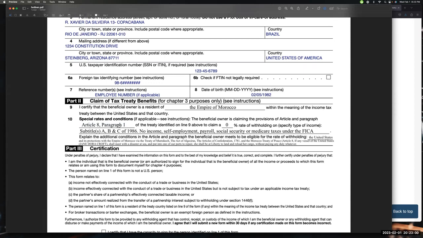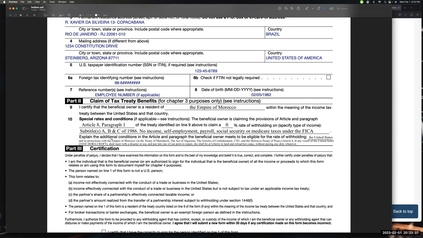Article 8, paragraph 1. There's only one paragraph in Article 8 of the treaty identified on the line above to claim a 0% rate of withholding on, and here's where you specify the type of income. You will manually type in subtitles A, B, and C of the 1986 code: no income, self-employment, payroll, Social Security, or Medicare taxes under the FICA.